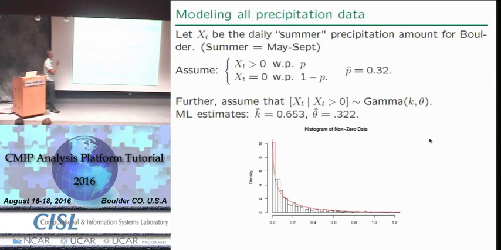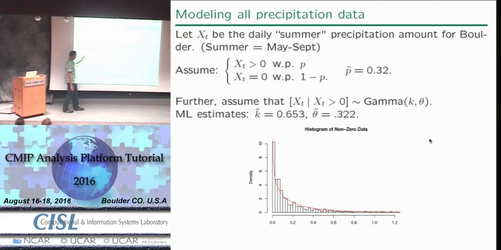So here we model all the precipitation data, and of course precipitation is a strange variable from a statistician's point of view because it's got a non-zero probability of being exactly zero, and then you've got some probability of being non-zero. But we can deal with that by thinking of X as a mixture distribution. So X is exactly zero with some probability, and we get a non-zero measurement with a probability P. And we can estimate that probability just by the empirical frequency.